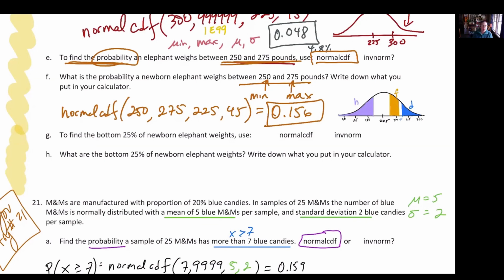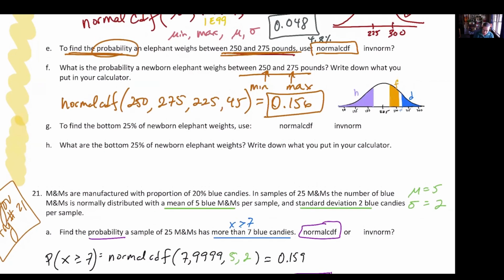So let's try G. Circle which one you think it is. Write down what you would put in your calculator as well. In part G, we're asked to find the bottom 25%. We're given a percentage and we want to find the weight. That means we're looking at inverse norm. The area is 25%, 0.25, because it's bottom 25%. This area is 0.25, and I want to know what value is associated with that.